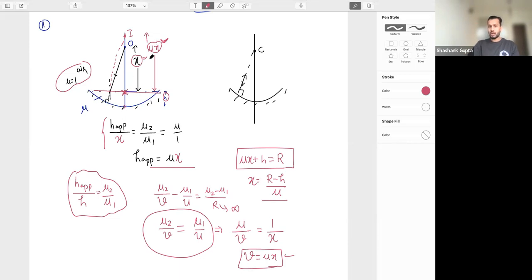Now for the mirror, how much will this distance be? Can I say it is mu x plus h? Mu x plus h for the mirror. And for the mirror, we know if the object is exactly at the center of curvature, then the ray will fall perpendicularly on the mirror. If the ray is falling perpendicularly on the mirror, it will exactly retrace its path. So from the pole, the distance is mu x plus h, and I have placed it equal to r.